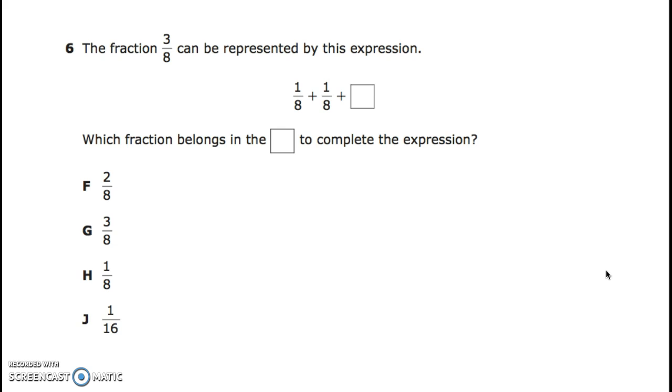Number 6. The fraction 3/8 can be represented by this expression: 1/8 plus 1/8 plus blank. Which fraction belongs in the blank to complete the expression? Pause the video now to work the problem.